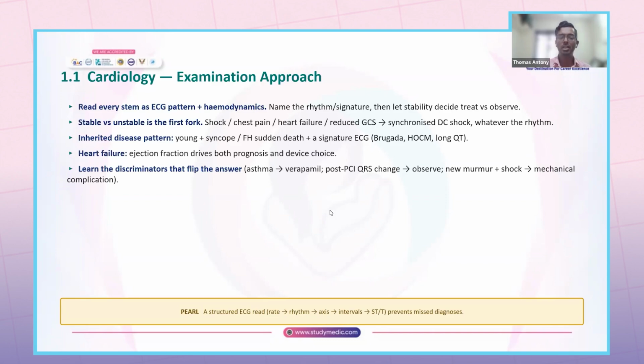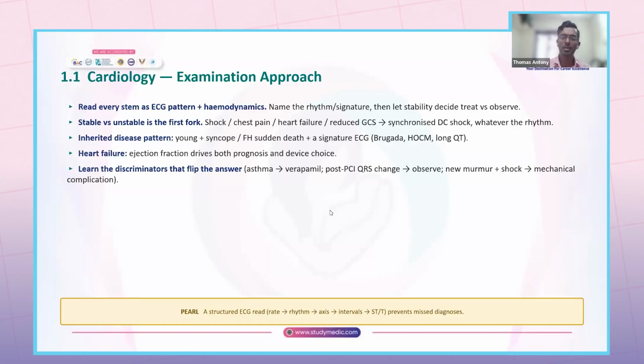So stable versus unstable is the first hop. If there is shock, chest pain, heart failure, or reduced GCS, then we might have to give a synchronized DC shock, whatever the rhythm. So this is the concept. Even though we have the diagnosis based on the ECG, we should know whether the patient is stable or not, because that determines what to do next.